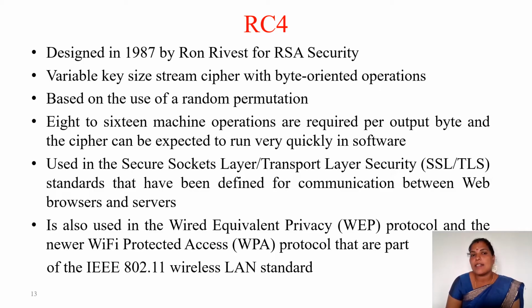It consists of a variable key size stream cipher with byte-oriented operations, and it is based on the use of random permutation. That is, 8 to 16 machine operations are required per output byte, and the cipher can be expected to run very quickly in software.